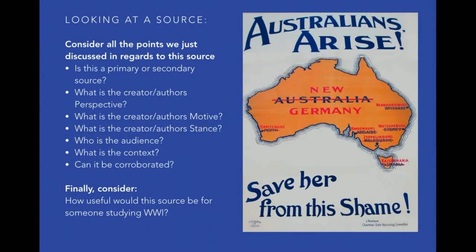Now in class we will be looking at this source, a piece of propaganda from World War I in Australia. But I want you all to consider what we have just discussed. Is this source a primary or secondary source? What is the creator or author's perspective? What is the creator or author's motive? What is the creator or author's stance? Who is the audience? What is the context? Can it be corroborated? Finally, I want you to think about how useful would this source be to someone who is studying World War I.